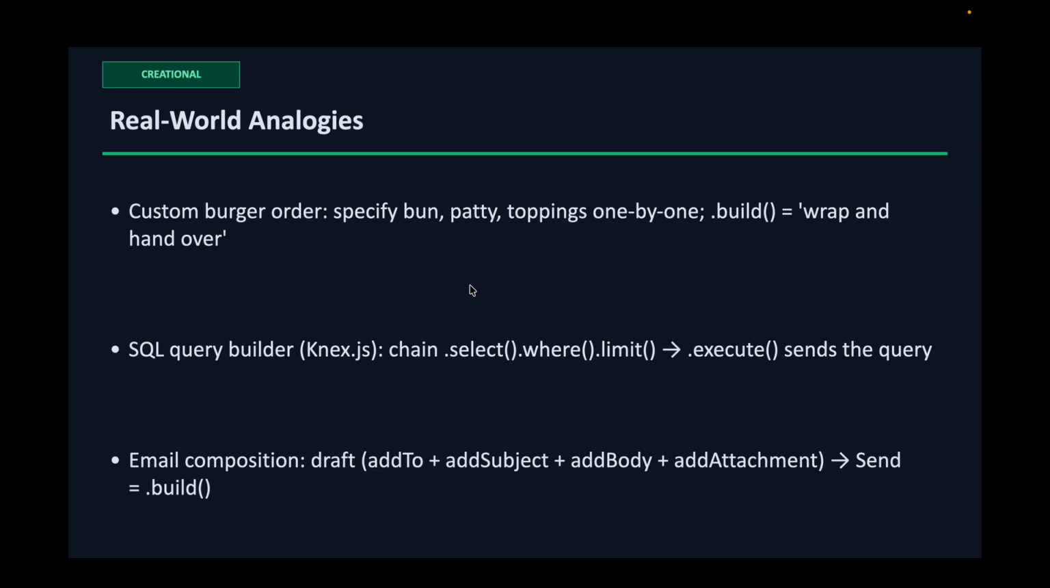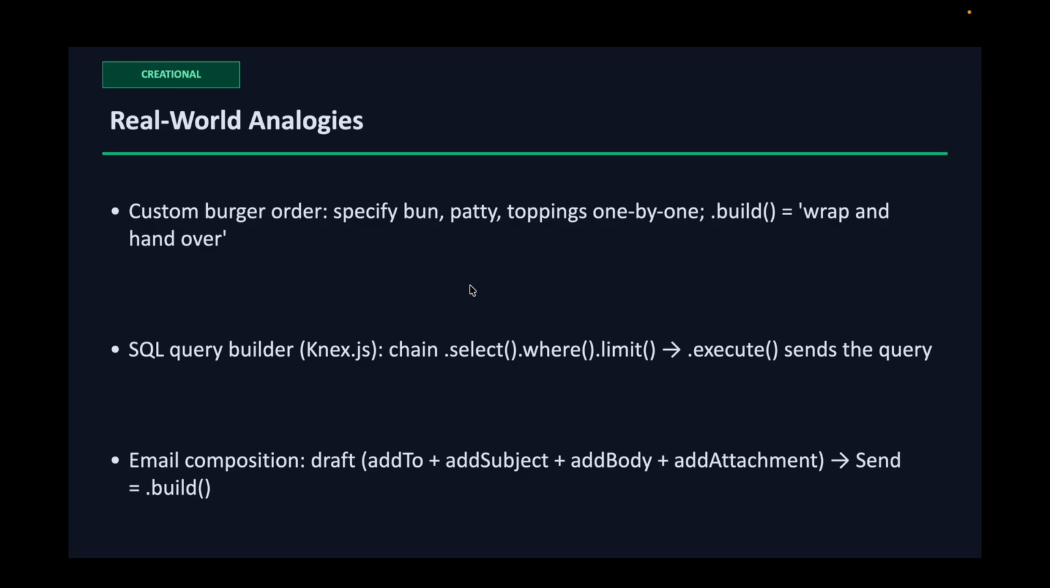The second one is a SQL query builder. There are some frameworks or libraries, like one called Knex.js, where you chain the select method, where method, join method, order by. So you have all of these different SQL query parameters that you're making into methods. You can chain them together, and then once you call execute, that's when it will send the query out.